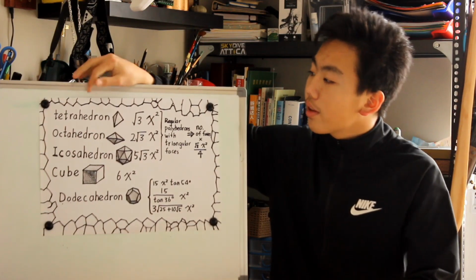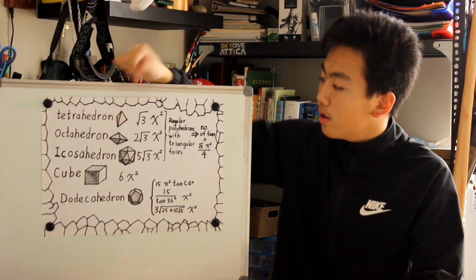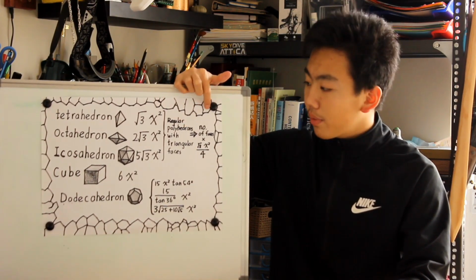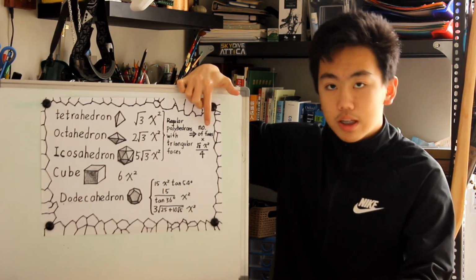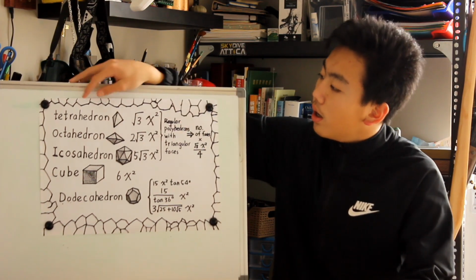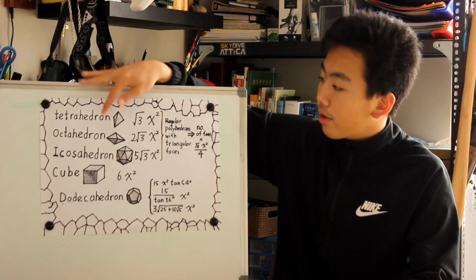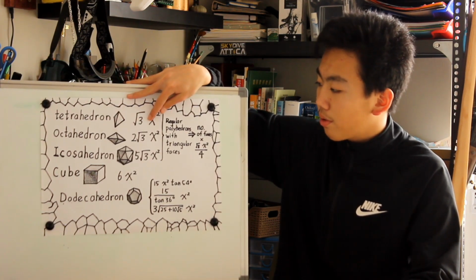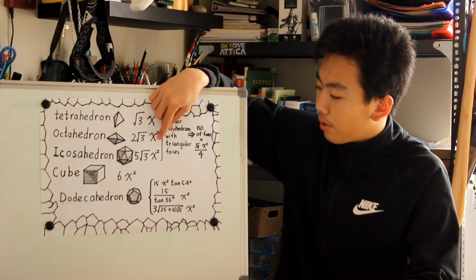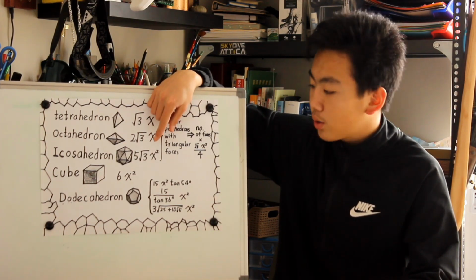Guys, as a summary, we've done the tetrahedron, the octahedron, the icosahedron, the cube, and the dodecahedron. For a regular polyhedron with triangular faces, we use this formula: the number of faces of the specific polyhedron times square root of 3 times x squared over 4. For the tetrahedron, we've got square root of 3 times x squared. For the octahedron, we've got 2 times square root of 3 times x squared. For the icosahedron, we've got 5 times square root of 3 times x squared. And for the cube, we've got 6 times x squared.